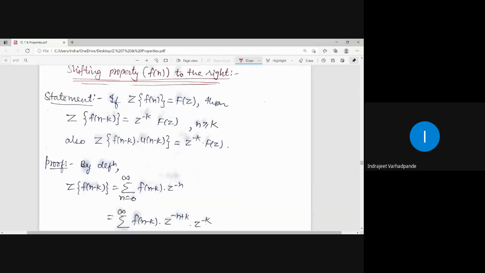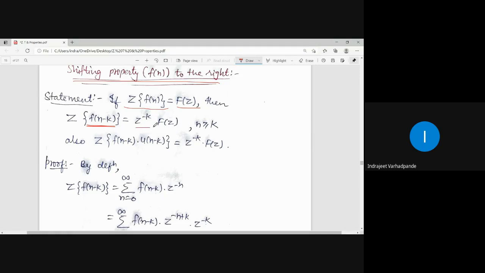What is the statement of the shifting property to the right? If z of f of n is capital F of z, then consider z of f of n minus k. N minus k means a positive number shift, right? So on the number line, when there is a shifting of positive numbers, the minus sign will come, and for a shifting of negative numbers to the left, plus will come, n plus k.